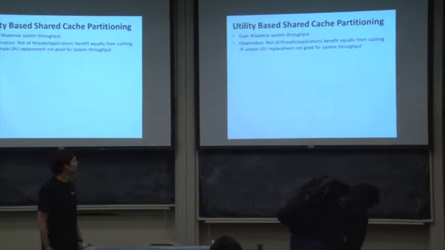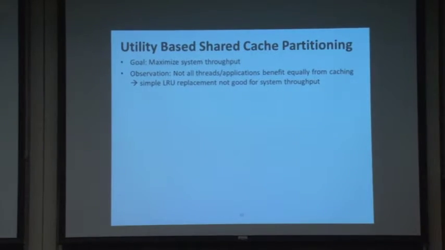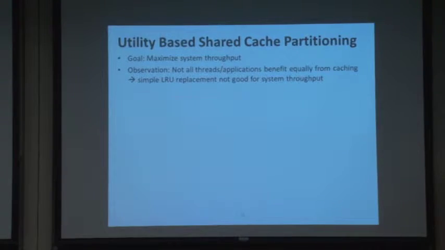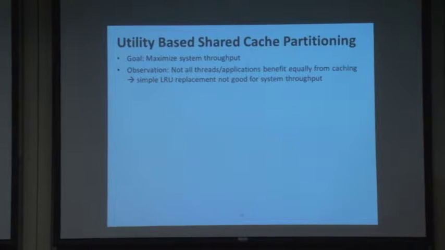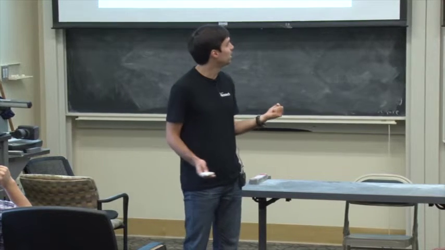Okay. So the goal is to maximize system throughput. And the observation is that applications are not equal in terms of their demand. They might want a different number of cache lines in the last level cache. So the idea is simple. Let's try to give more ways to applications that benefit from the cache. So essentially, it's like partitioning of the cache. But the thing about this is how to do it dynamically.